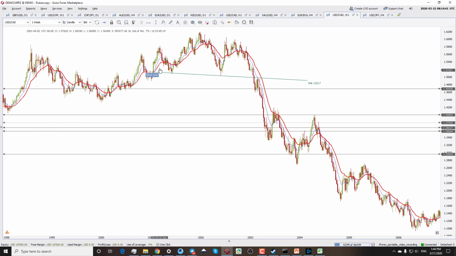You see, this is the left shoulder, this is the head, this is the right shoulder, and if we join the lows from the left shoulder to the low of the decline from the head and extend them to the right, then it becomes a neckline. And if the decline from the right shoulder breaks this neckline, then it is a confirmed pattern, and we enter at the retest of this line.